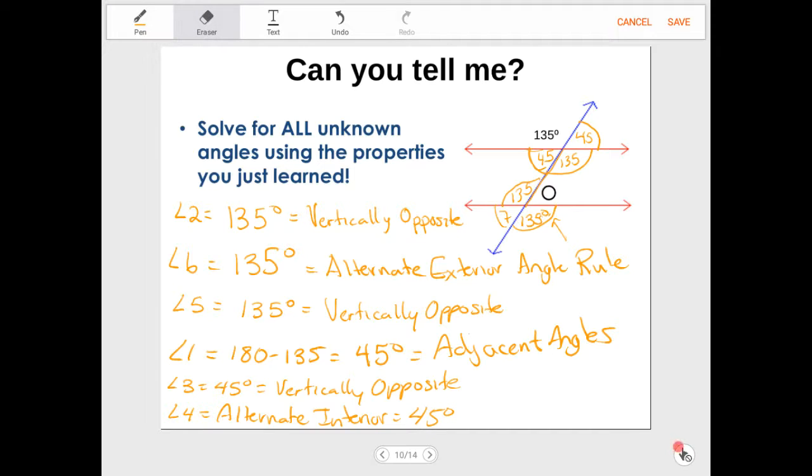And finally, and thank goodness I'm running out of room here, this is 45. The last strategy is you have to figure out number 7. There's numerous ways to figure this out. You could use alternate interior, you could use adjacent angles, you could use vertically opposite. It's totally up to you. I'll say angle 7, I'll go vertically opposite, I like that one. And we know that it is going to be 45 degrees.